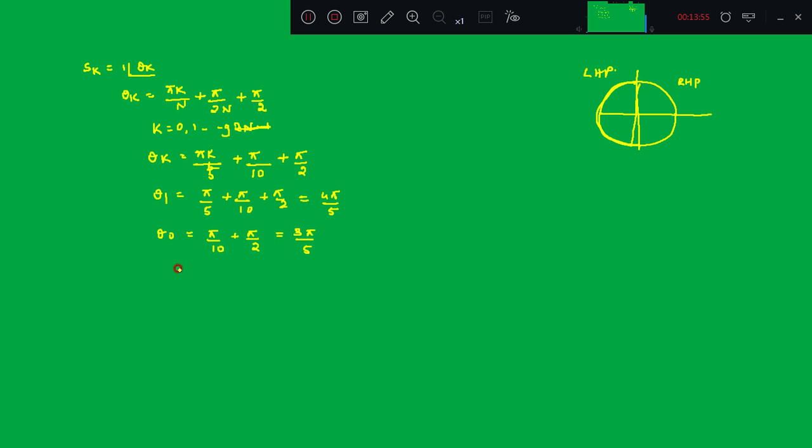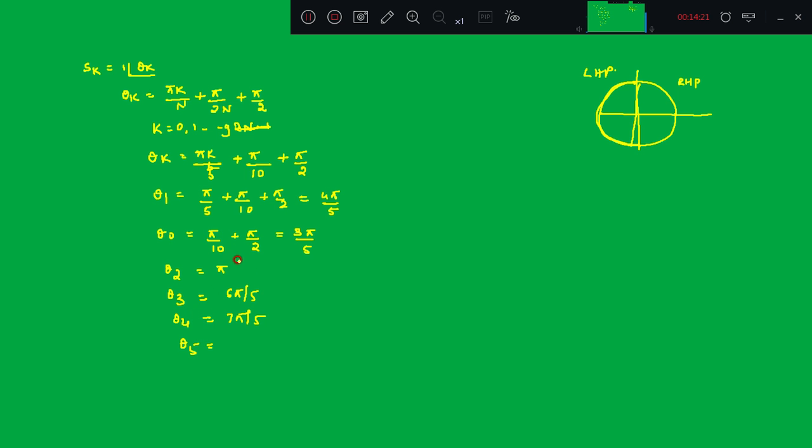Similarly, you calculate theta 2. Theta 2 you will get pi. Theta 3 you calculate, you get 6 pi by 5. Theta 4 you calculate, you will get 7 pi by 5. So next, theta 5, right?